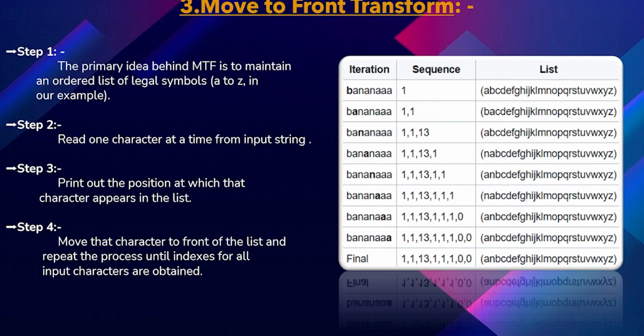Now the next algorithm is the move to front transform. In move to front transform, step 1: the primary idea behind MTF is to maintain an ordered list of legal symbols, A to Z. Step 2 is reading one character at a time from the input string. Step 3: print out the position at which that character appears in the list. Step 4: move that character to the front of the list and repeat the process until indexes for all input characters are obtained.